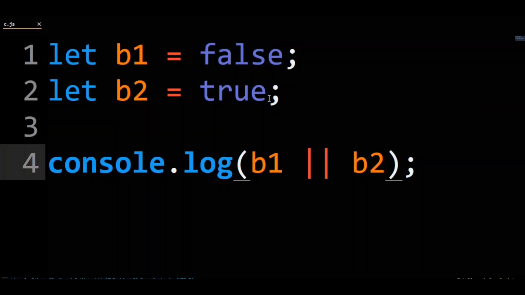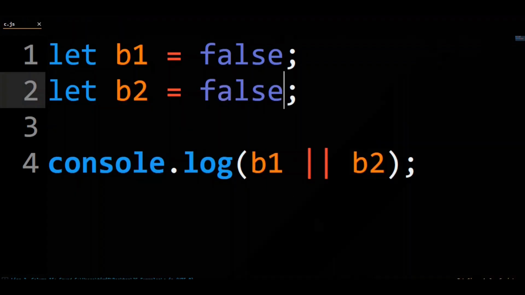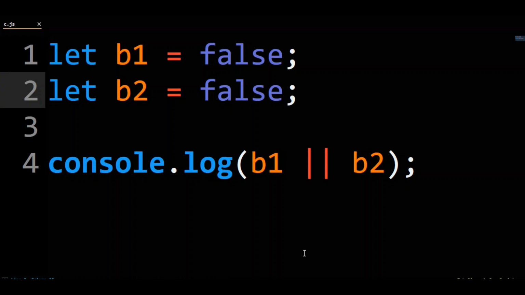Finally, let's make them both false. Running this code, you will see that results in false. In JavaScript, OR only results in false when both operands are false.